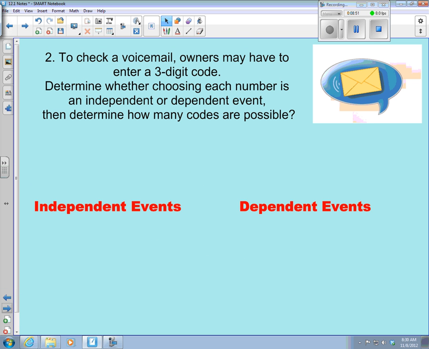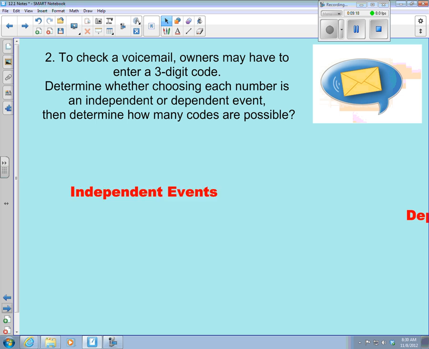Next problem. To check a voicemail, owners may have to enter a 3-digit code. Determine whether choosing each number is an independent or dependent event. Then determine how many codes are possible. Well, when you're doing these codes, one event doesn't affect the other. Like if I choose a 1, that doesn't mean I can't choose 1 for the second digit in the code. So this is going to be, once again, an independent event.